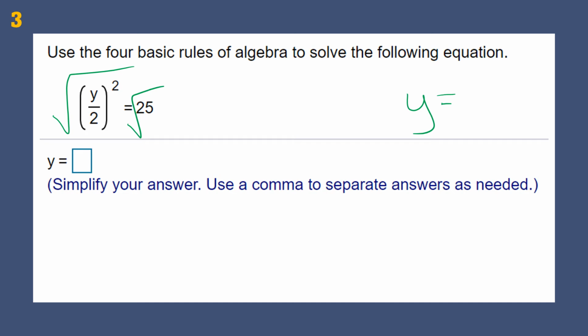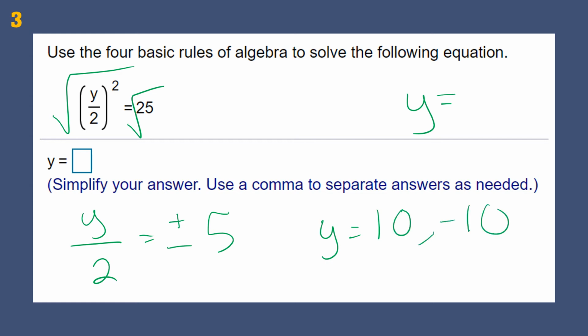But it's not quite that simple, because when you square root both sides, it does cancel out the exponent that was squared, but we end up with a plus or minus on the other side. So don't forget, whenever we square root, we always have to have a plus or minus. Now when we multiply by 2, we end up with y equals 10 or negative 10, either one of those. And if we plug them back in, you can see that if we plugged in 10 or negative 10, they would both give us the right answer.